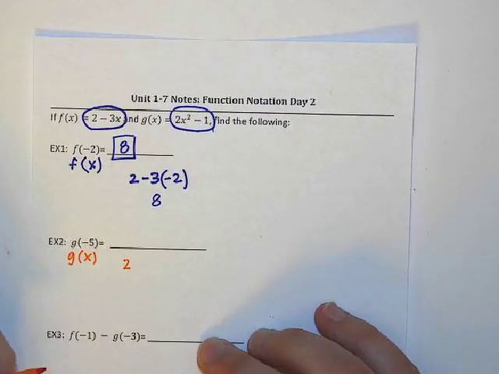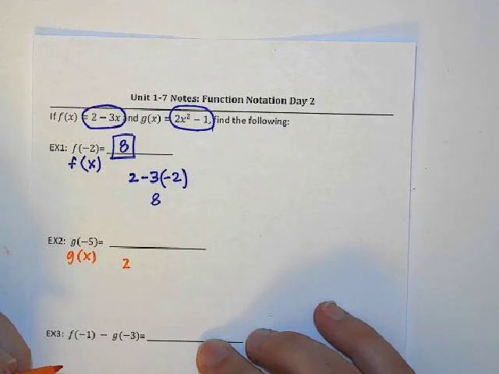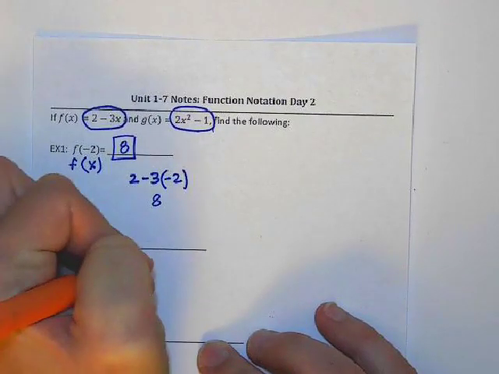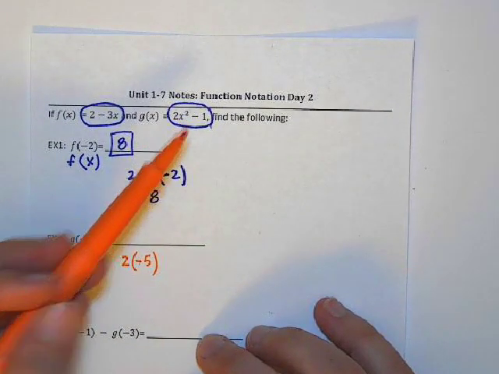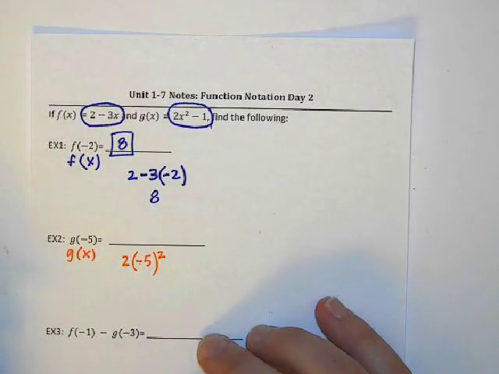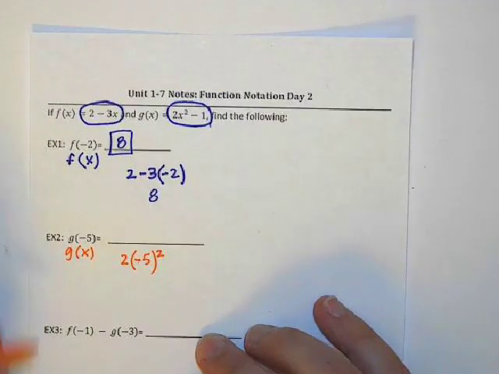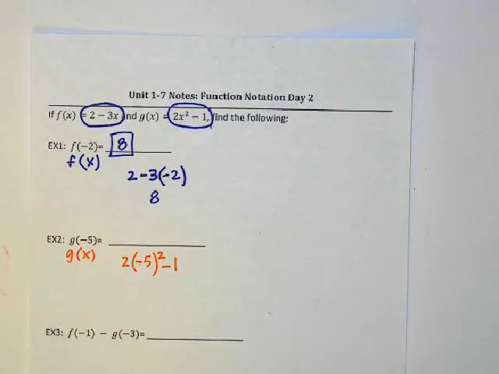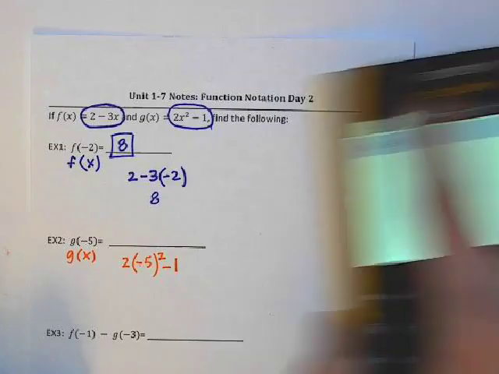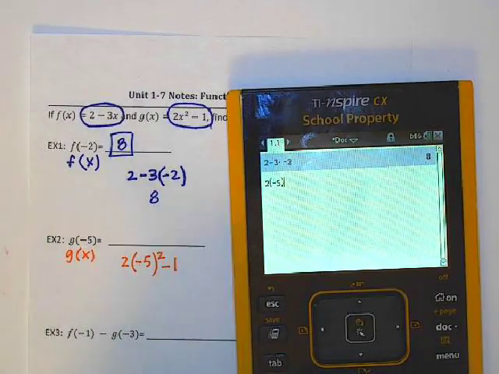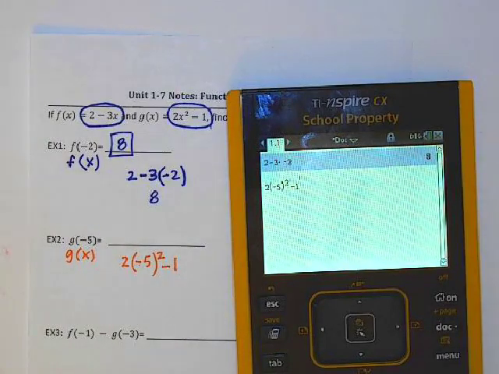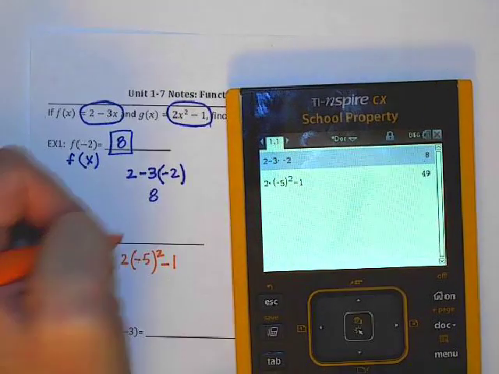He's okay. He can stay in the game. X is the one that's messing up, so I'm going to take him out and put in negative 5 with his helmet on. Remember, the squared is already in the game, so he doesn't go in the parentheses. He goes on the outside. Minus 1. All right, so then I plug that in exactly how it looks. 2, parentheses, negative 5, squared, minus 1. Okay, hit enter, and we get 49. And that's my answer.